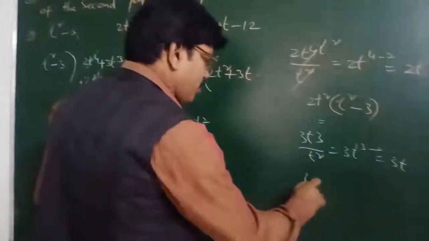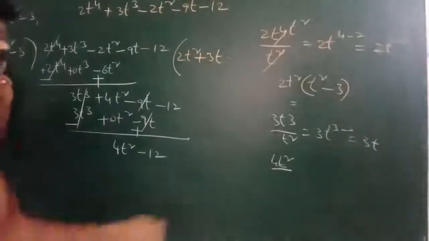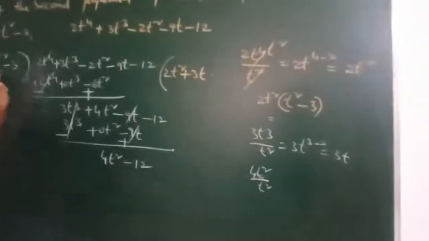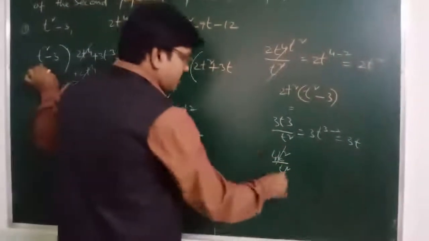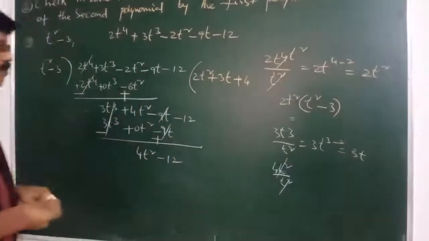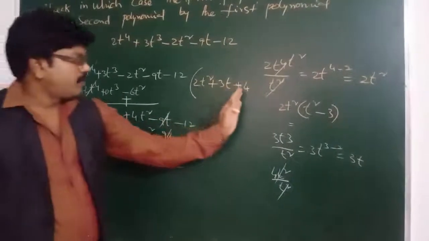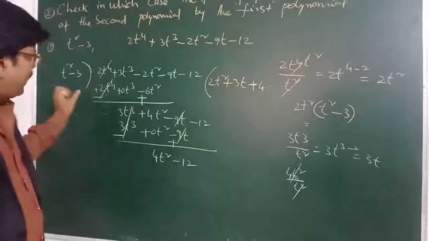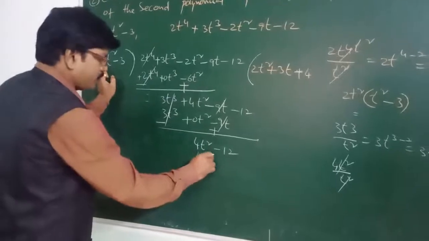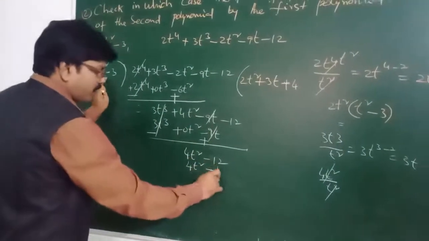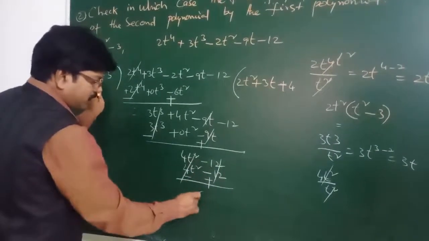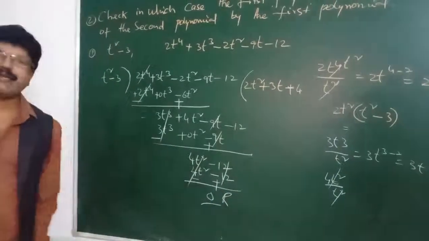So again 4t square by t square. Then we get the quotient term: t square cancels, plus 4. By the plus 4 we multiply the divisor. 4 into t square, 4t square. Plus into minus, minus 4 3s are 12. Now change the symbols. Cancel, cancel. Remainder 0. Remainder equal to 0.